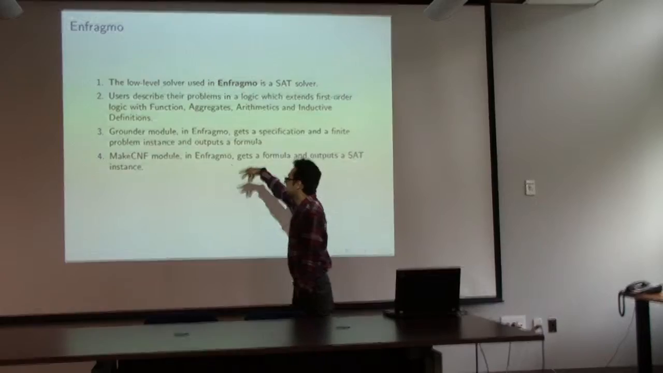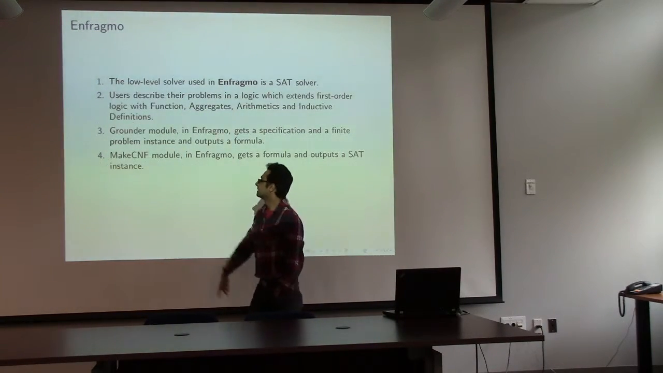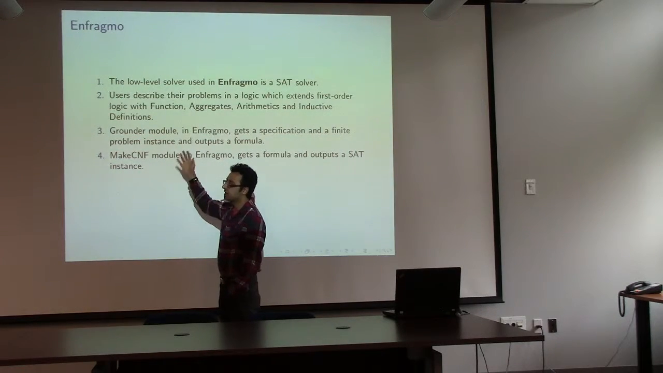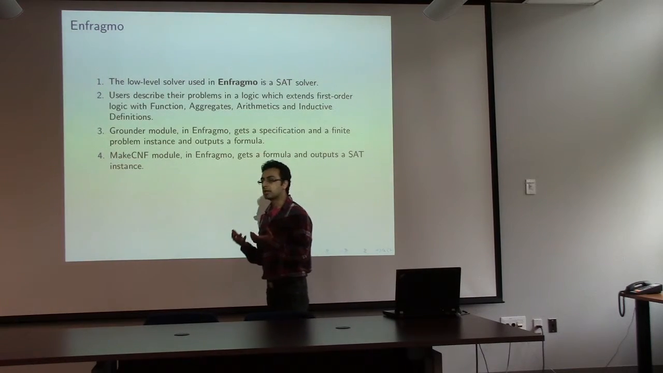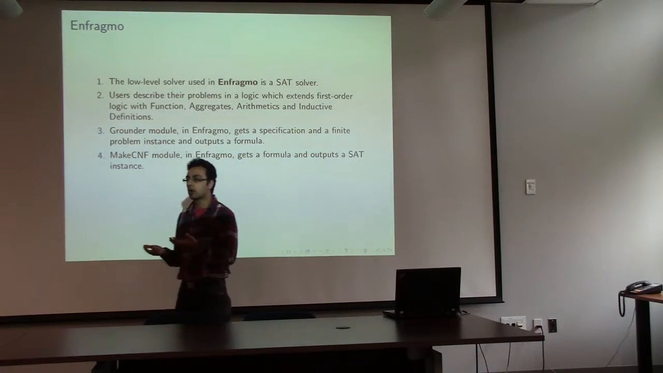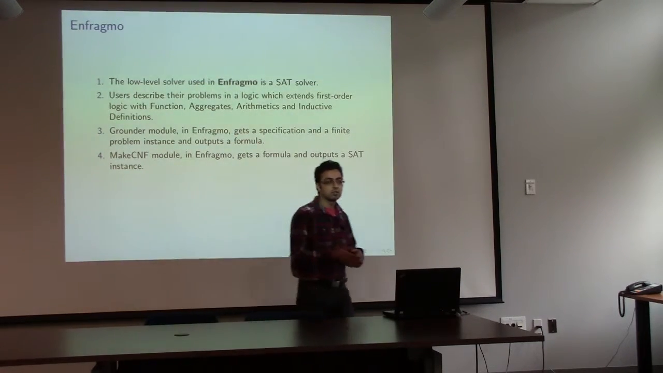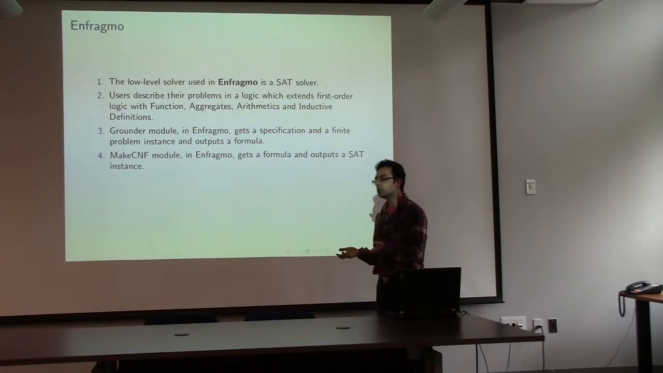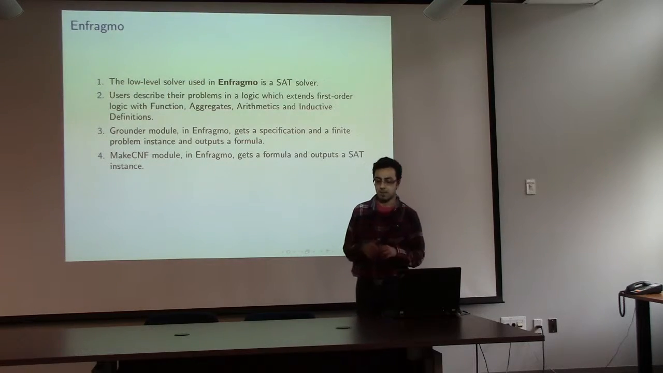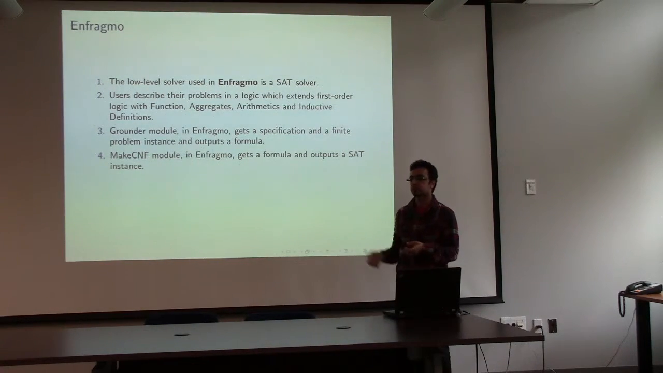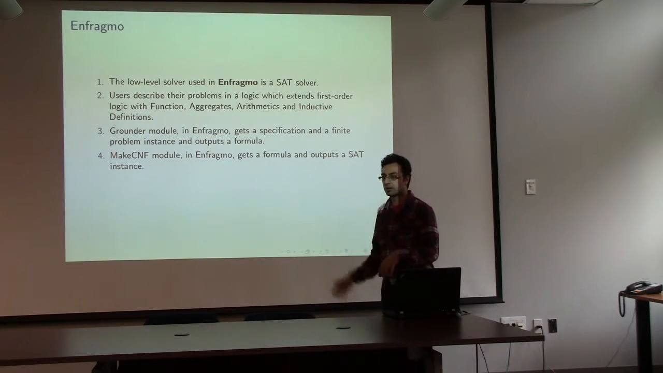We have two phases to convert an instance and input to the CNF. The first phase is the grounding phase, or I wrote grounding module here. It gets the input and generates a variable for the first order formula, and then we pass it to the makeCNF module. The makeCNF module gets a variable for the first order formula and generates the CNF instance. So essentially we break the grounding phase into two phases: grounder module and makeCNF module. I'm going to just briefly talk about them later.